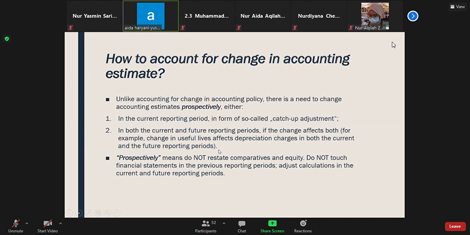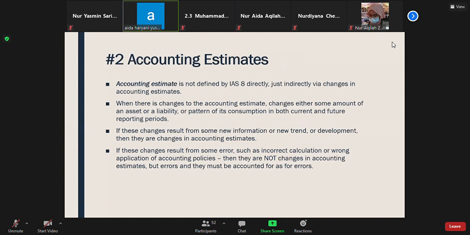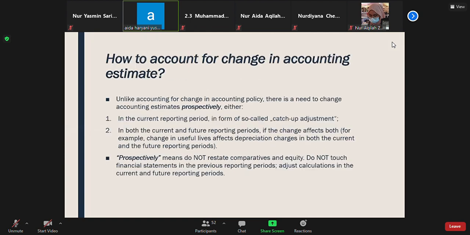So it is different from accounting policy earlier. If you look at accounting policy, when there is a change and it is voluntary, then you have to use retrospectively, meaning you have to go to the previous reporting period and restate the components of the equity one by one, because there is a change to the accounting policy. But for the accounting estimate, the changes will affect the current year and also the year after the current year, in the future. So do not touch the financial statements in the previous reporting periods. Adjust calculations in the current and future reporting periods only. Prospectively means do not restate comparatives and equity, meaning you do not calculate again all the previous years' amounts.